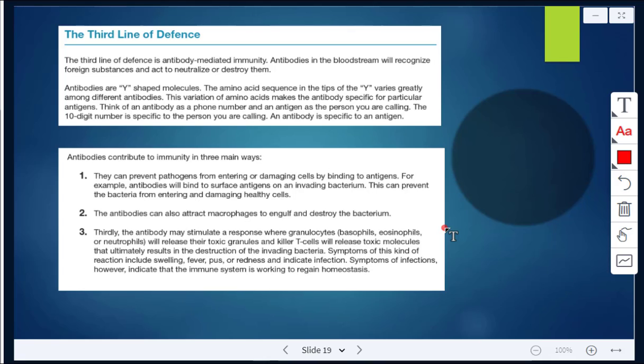This is where the granulocytes, the basophils, eosinophils, and neutrophils, release their toxic granules, and killer T cells release toxic molecules, which will ultimately result in the destruction of that bacteria. Symptoms of this kind of reaction include swelling, fever, pus, and redness, which indicate infection. Symptoms of infections also indicate that the immune system is working to regain homeostasis.